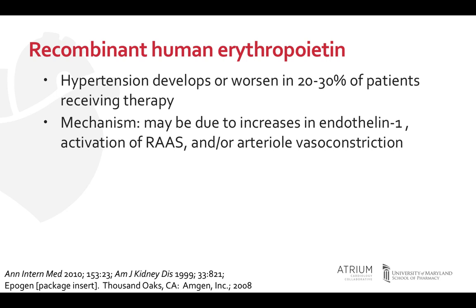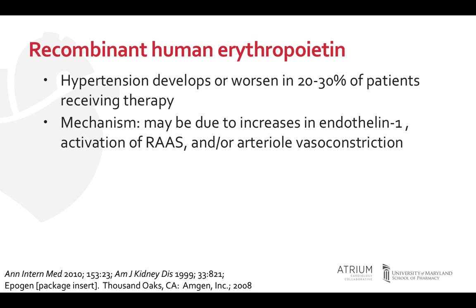The next thing we're going to talk about is the use of erythropoietin agents. So hypertension develops or worsens in 20 to 30% of patients who are receiving therapy. I would imagine, based on how we're using erythropoietin therapy and the aggressiveness in which we target hemoglobin goals and the levels that we're trying to get to, that this number may be a little bit lower in current practice, but the potential exists in up to 20 to 30% of patients.